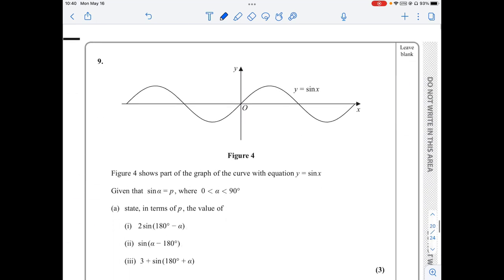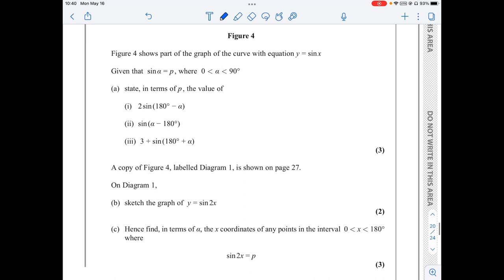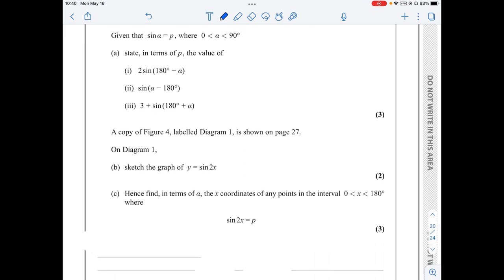Question number 9. Figure 4 shows part of the graph of the curve with the equation y equals sine x, given that sine p equals alpha, where alpha lies between 0 and 90. Find in terms of p the values of sine 2 sine 180 minus alpha, sine alpha minus 180, 3 sine of 180 plus alpha. So this is 2 times 90.